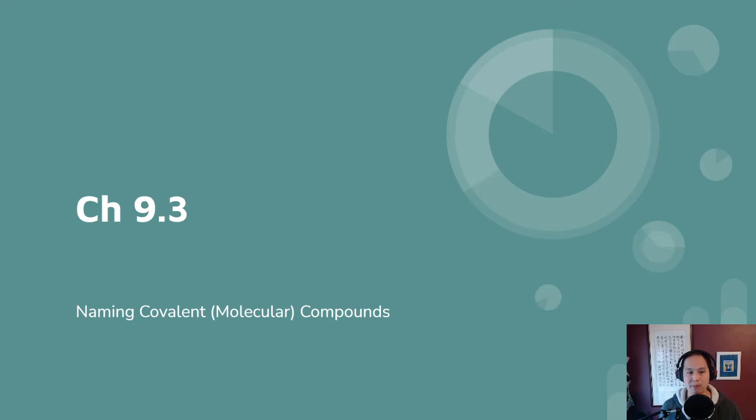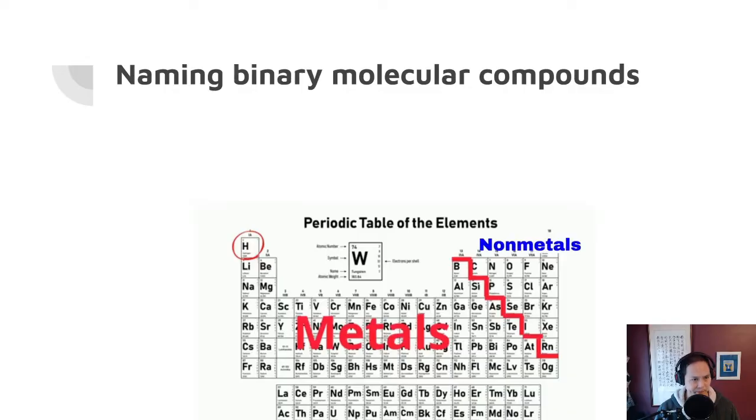This is going to be chapter 9.3 in your book, and you should not only be using these lectures, you should still be reading your book and taking notes on that, so that you have multiple avenues that you're learning this information from. But yes, this should also be a shorter lecture compared to the ionic compounds one. So let's get to it.